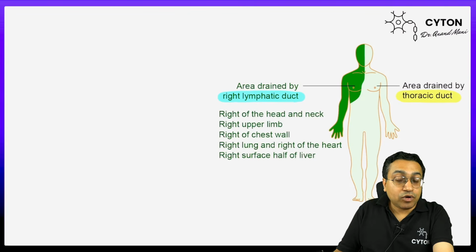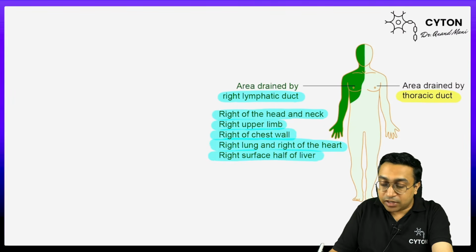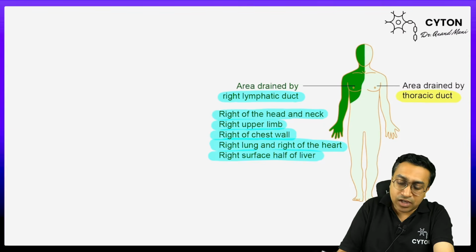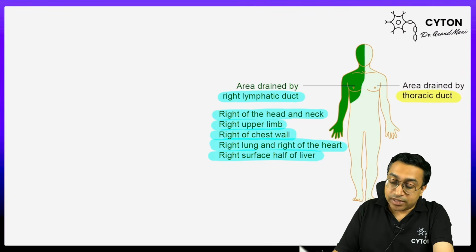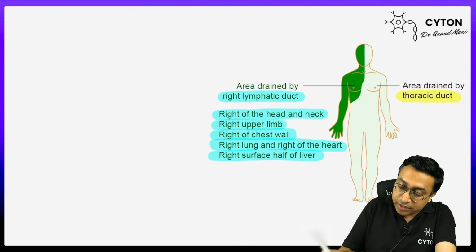The right side of the head and neck, right upper limb, right side of the chest wall, right lung and right side of the heart, right surface half of the liver. Okay, so this is something which is to be understood by you, that is, the majority of the area in the entire human body is taken care of by the thoracic duct, because it is the largest lymphatic channel. Okay, then we talk about the smaller one, the right lymphatic duct.